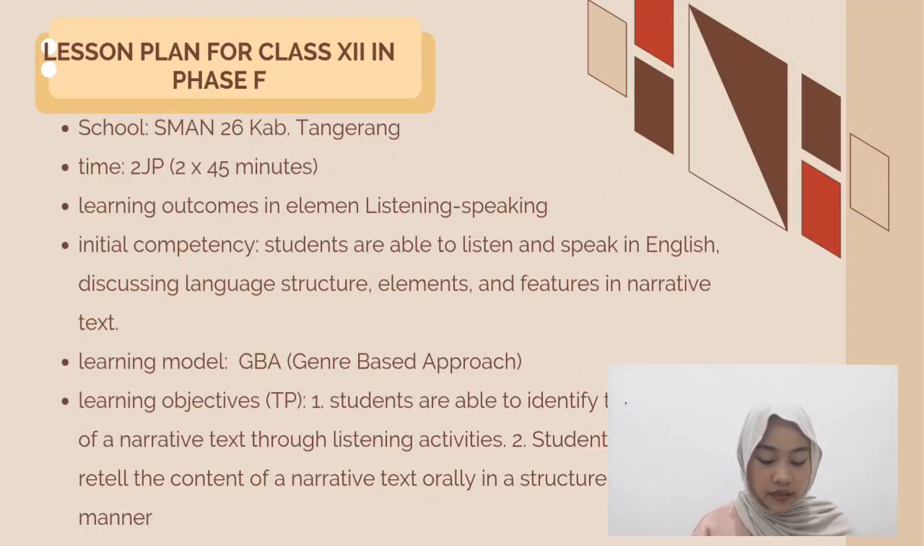So initial competencies, students are able to listen and speak in English, discussing language structure, elements, and features in narrative text. So the learning model I choose is GBA, which is genre-based approach. And I made two learning objectives. The first is students are able to identify the elements of a narrative text through listening activities, and the second one is students are able to retell the content of a narrative text orally in a structured and clear manner.